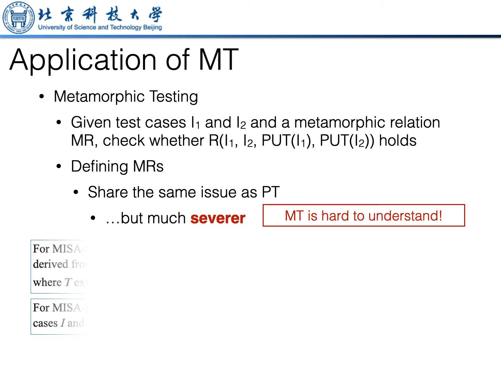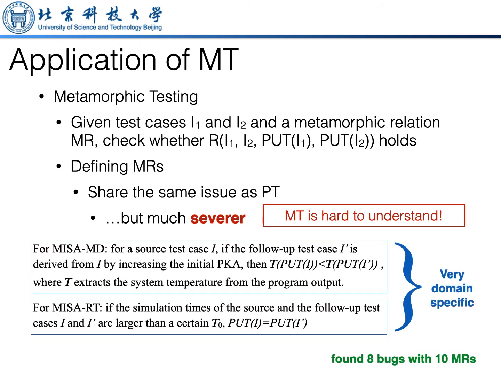In our practice, we identified 10 metamorphic relations. Here are some examples. You can see that these metamorphic relations are very domain-specific. The 10 metamorphic relations helped us find 8 bugs.